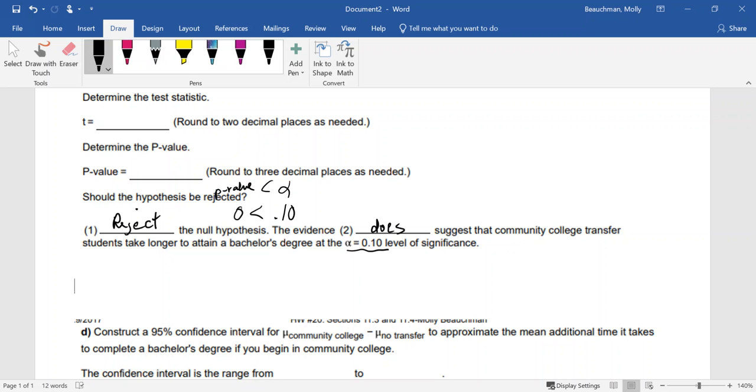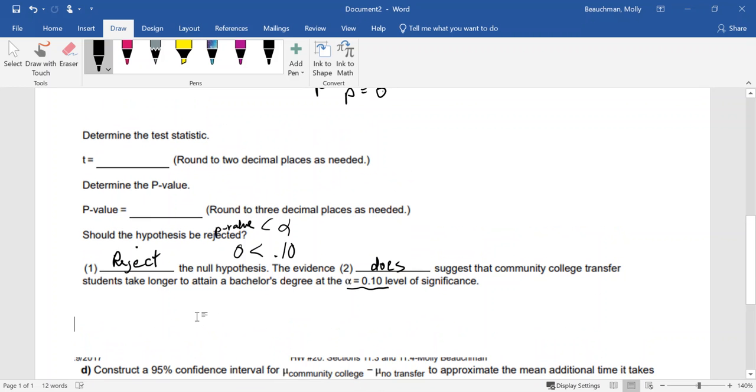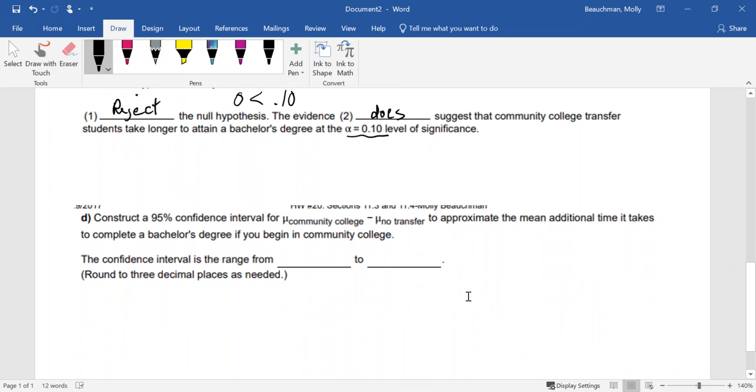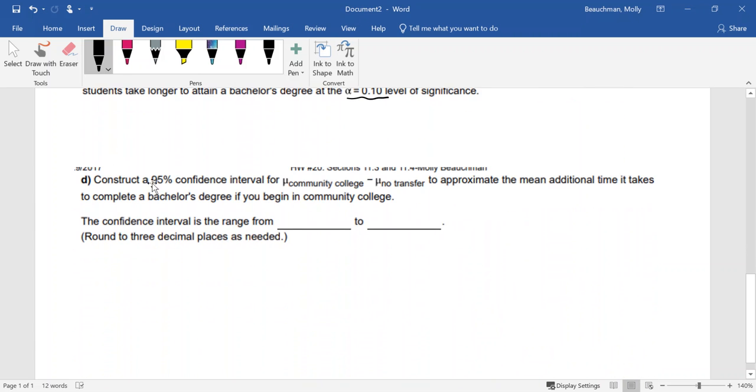So now we're going to take a look at a confidence interval. I'm using the confidence interval given in this homework problem. The confidence interval that goes with this test would be 80% because we have a 10% alpha and a left-tailed test. But I'm going to follow the directions and construct a 95% interval to approximate the mean additional time it takes.